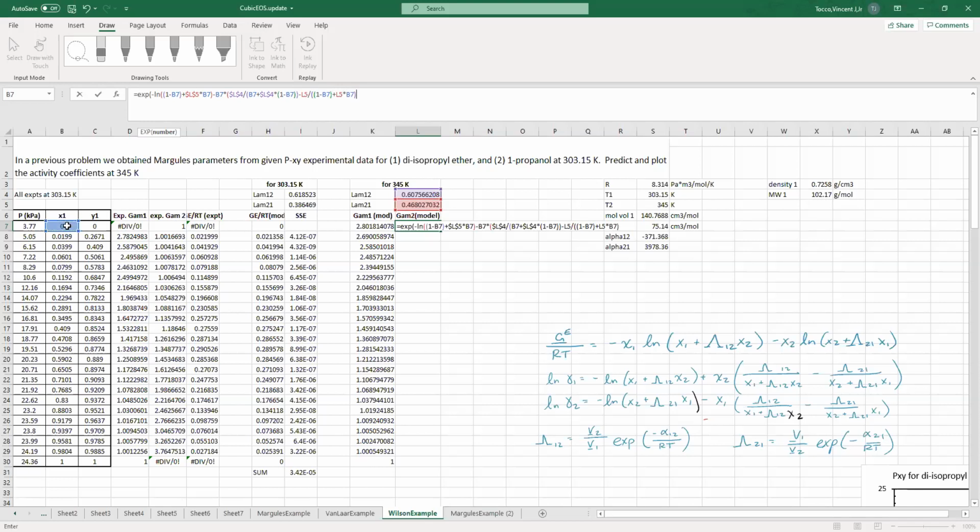Sorry if this is boring. I wanted to kind of go through this, showing you the whole process. Oh, thank goodness. Gamma 2 is equal to 1, which is a very good sign.